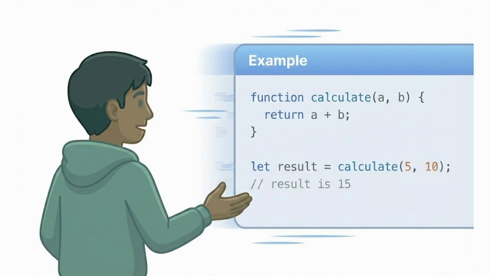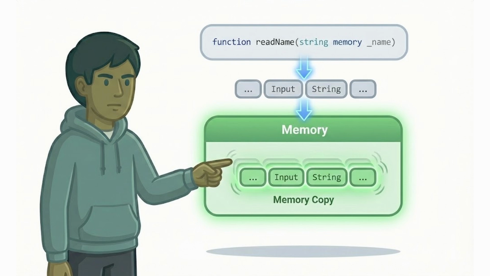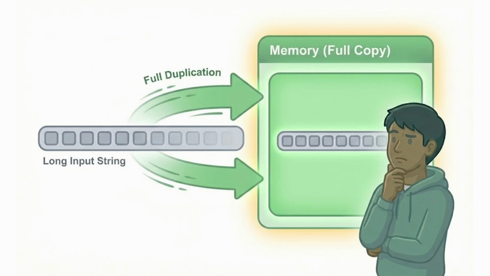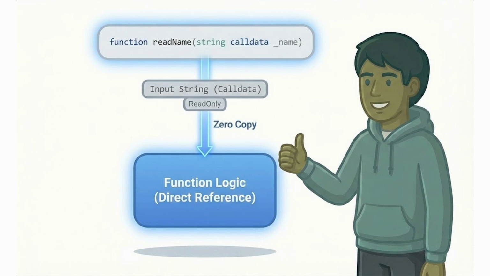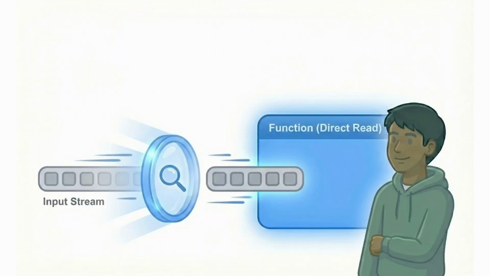Let's look at a simple example. If you write a function like this, function readName(string memory _name), the EVM copies the entire string into memory, even if you never change it. But if you write it like this, function readName(string calldata _name), there is no copy. The function simply reads the input exactly as it was provided.